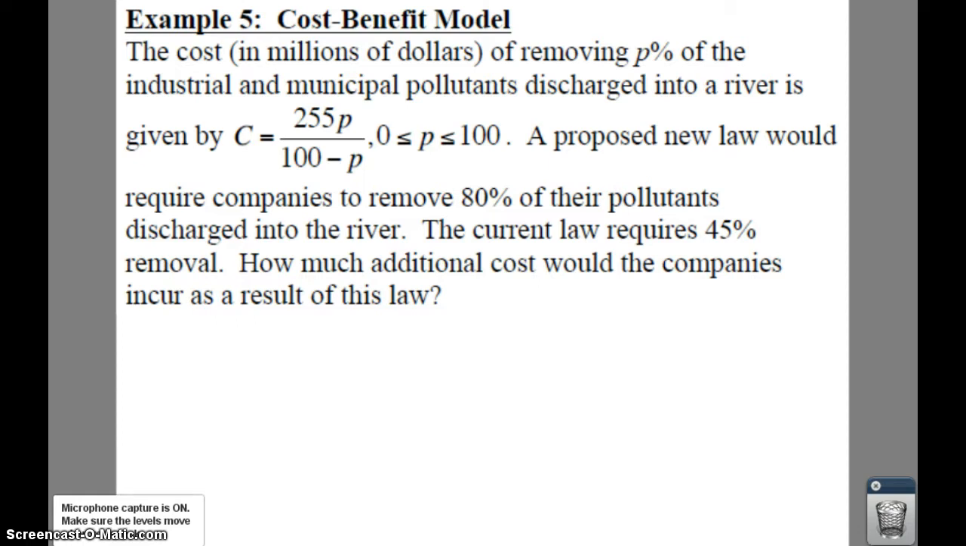A proposed new law would require companies to remove 80% of the pollutants. The current law requires 45% removal. So we want to know how much additional cost the companies would incur as a result of this law.